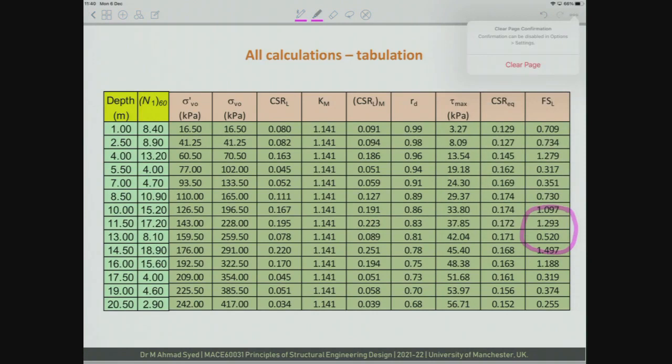So if you look at these three depths, the depth of 11.5 meters is unlikely to liquefy because the factor of safety is more than 1. Then the depth of 14.5 meters is also unlikely, but you have a very weak layer sandwiched between these two. So it is quite likely that this layer will liquefy, because it is a very weak layer.